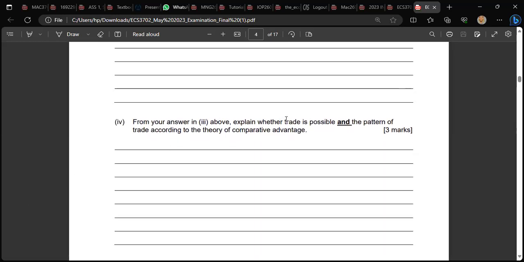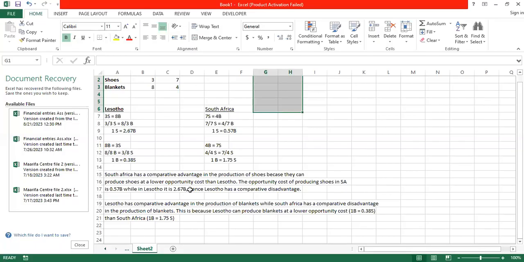And then from your answer in 2, explain whether trade is possible and the pattern of trade. So the pattern of trade, we are simply saying the country needs to specialize. So yes, trade is possible. And then in terms of the pattern of trade, now we are saying who should specialize in what? What should they specialize in and export, and what should they import instead? So you basically go back to your conclusions there.